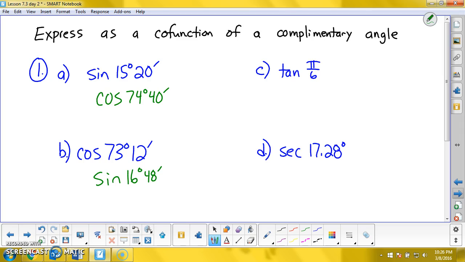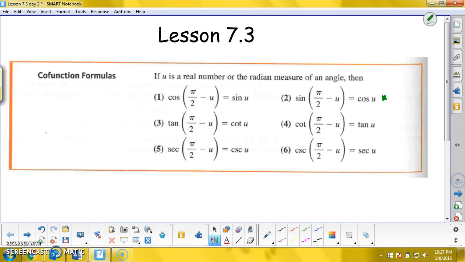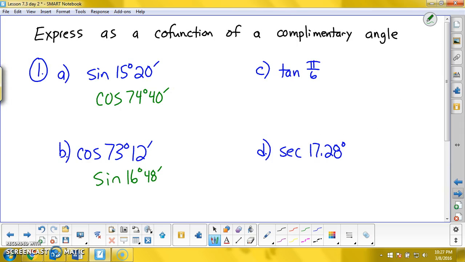Now in part C, it's the same kind of deal, except it's with a radian measure instead of a degree measure. And since it says tangent, we're going to be using this one, number 4. So the tangent is equal to the cotangent of the complement. So we're going to have the cotangent of the complement of pi over 6, which would be 5 pi over 6. No, sorry, 2 pi over 6. That would make sense to simplify into pi over 3.